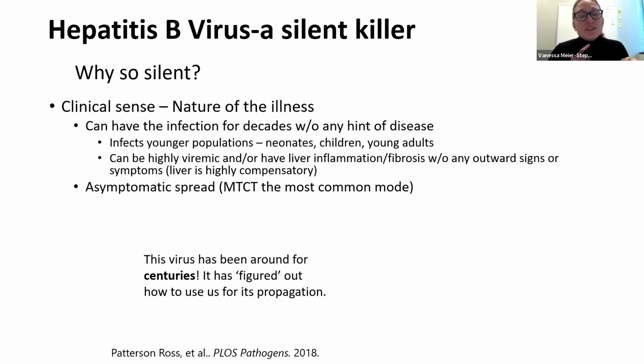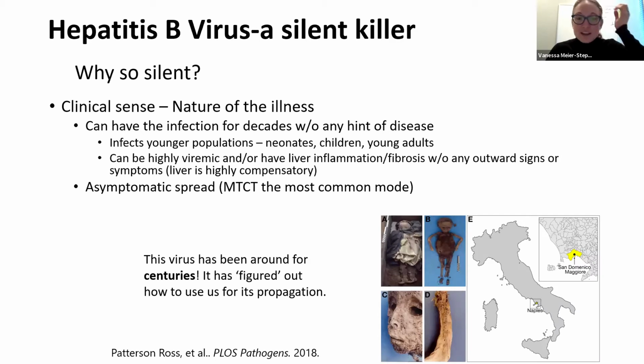This virus has been around for centuries, so it's able to infect people young before their childbearing age, pass efficiently during childbirth, and not kill its host, so that it can keep propagating. And when I say that it has been around for centuries, it quite literally has been around for centuries. Hepatitis B was identified in an exhumed mummy in 16th century Italy, and they were able to find it in the tissues of this child. And if you were wondering, it was a genotype D, which continues to be the genotype prevalent in that area today.